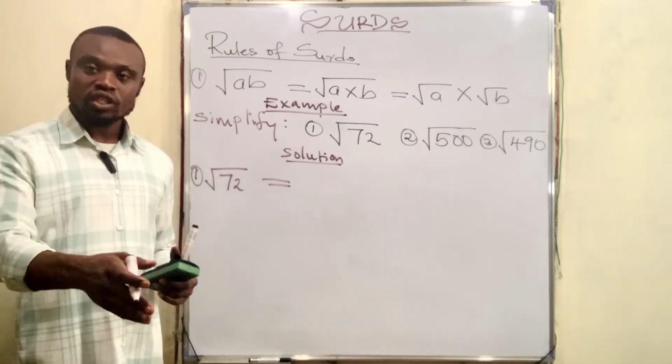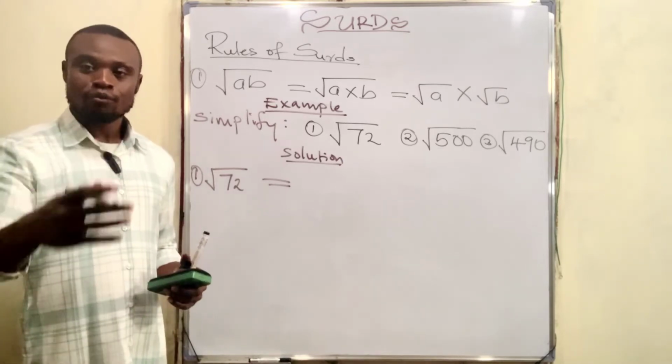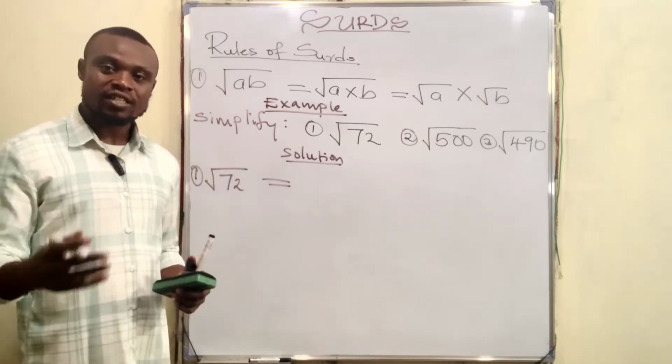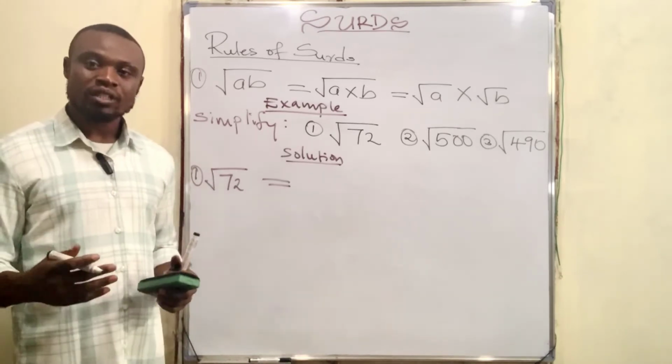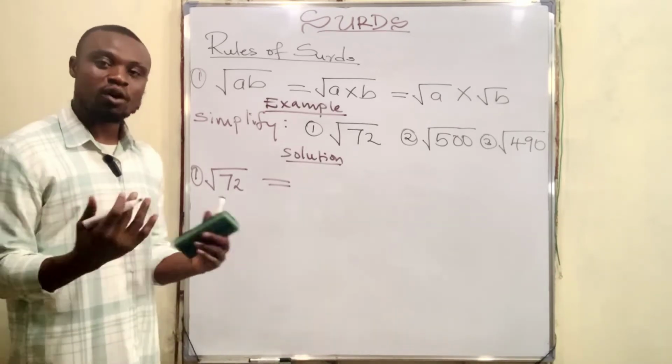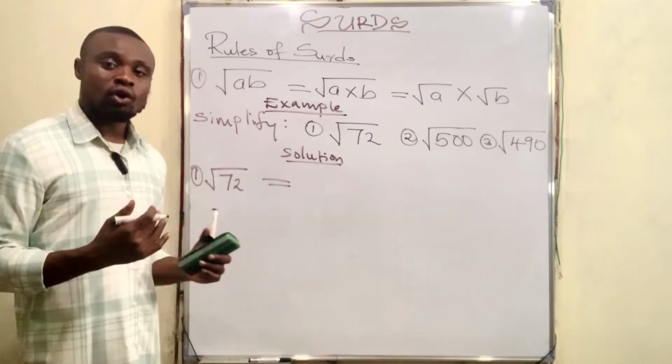Root 25 is what? 5. 25 is a perfect square. Root 36 is 6. That is, 36 is a perfect square. Root 49 is 7. That is, 49 is a perfect square. So when you are multiplying, you find one of those perfect squares and include it in your multiplier.